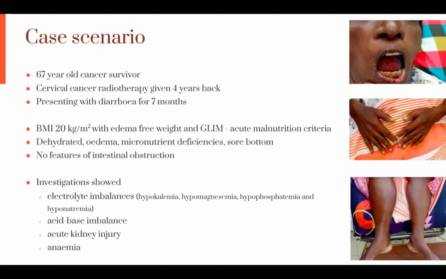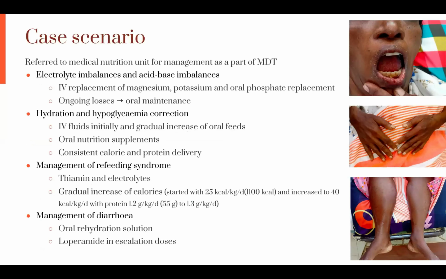Investigations showed electrolyte imbalances: low potassium, low magnesium, low phosphate, and low sodium. Acid-base imbalance was there. There was acidosis, acute kidney injury, and anemia. We were invited as a part of the MDT to manage the patient. After a lot of discussions, because to identify what the patient wanted was very difficult, we had to stabilize the patient, so IV replacement of electrolytes was done.